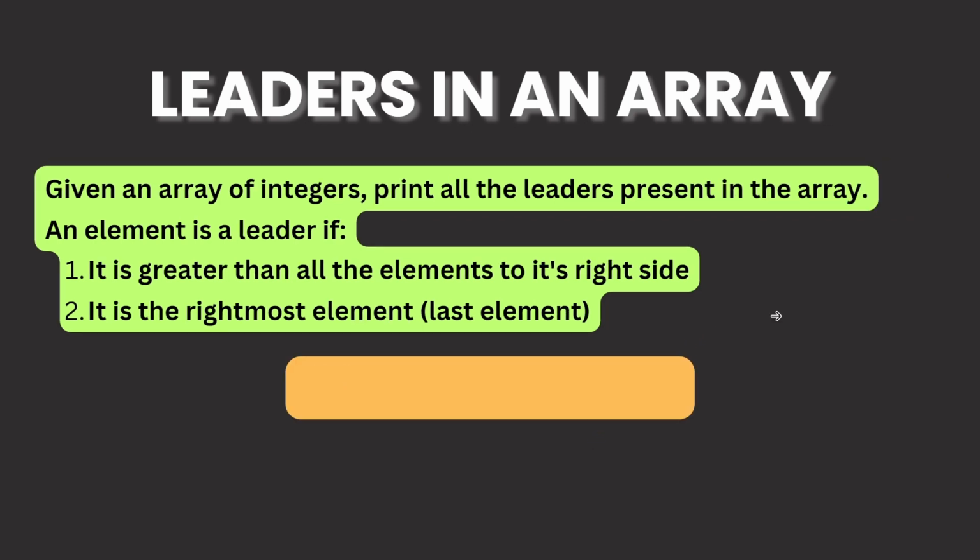Now suppose we have this array of 6 integers. The leaders in this array are 18, 17, 6 and 2 as they are greater than the elements to the right. For this problem we will be discussing two approaches to solve it. So let's see the first approach.